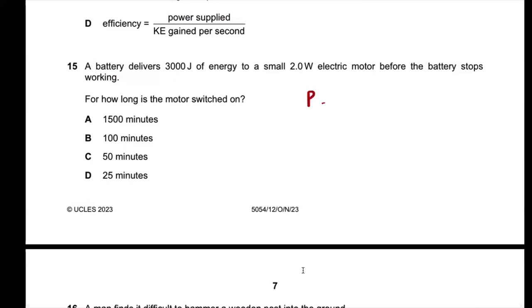So power equals energy over time. So time would be energy over power. So 3000 over 2, which is 1500. And by default, because all our units are SI, this is seconds. So 1500 divided by 60 is going to be this time in minutes, which turns out to be 25.